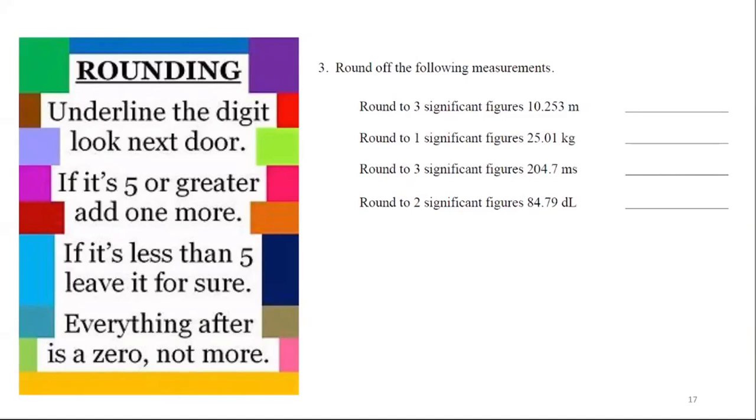So understand that when we are rounding, you're basically going to underline the digit that is next to the value that you're focusing on. And if it's 5 or greater, you add one more. If it's 5 or less, you leave it as it is, okay? And everything after that is a 0.